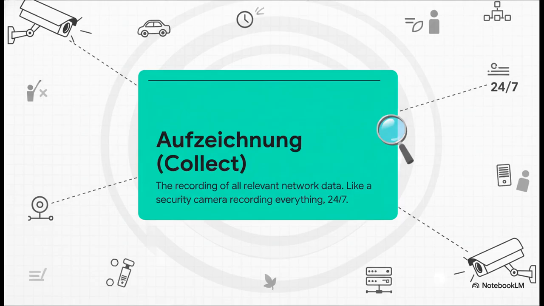Phase 1 is Aufzeichnung, which basically means to record or collect. This is the foundation of everything. It's your security cameras, and they're just rolling 24/7. They're recording the mailman, the neighbor's dog, a plastic bag blowing in the wind, everything. At this stage, the system isn't thinking. It's just watching and recording.